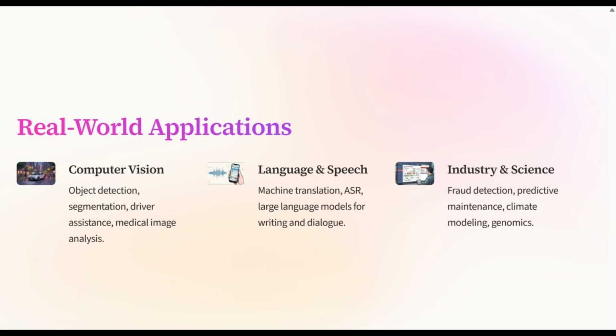The second area is language and speech. Deep learning powers applications such as machine translation, text generation, conversational AI and large language models. Deep learning is also used in industry and scientific research. Examples include fraud detection, predictive maintenance, climate modeling and genomics.